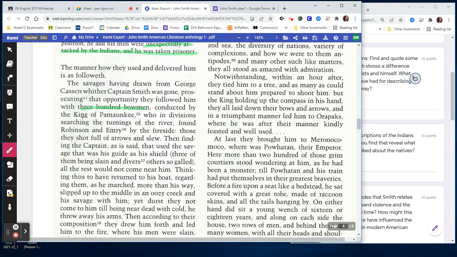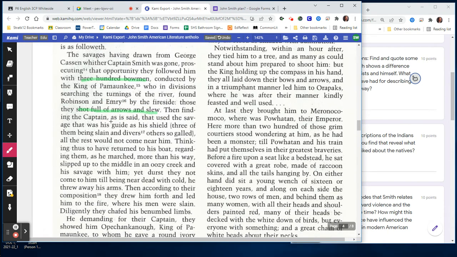bowmen, conducted by the king of Pamunkey, who, in divisions searching the turnings of the river, found Robinson and Emery by the fireside. Those they shot full of arrows and slew. They finding the captain, as is said, that used the savage that was his guide as his shield, 3 of them being slain and divers others so galled, all the rest would not come near him.